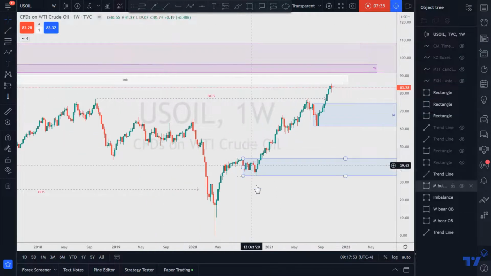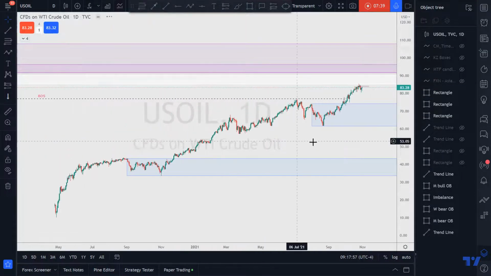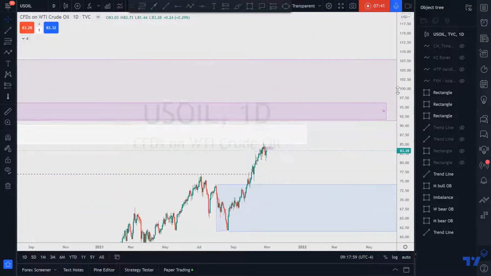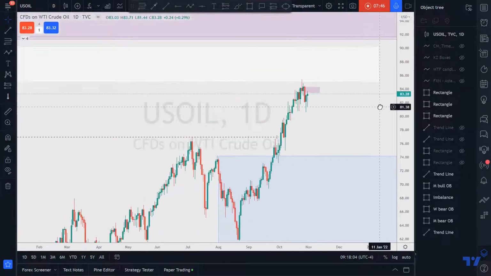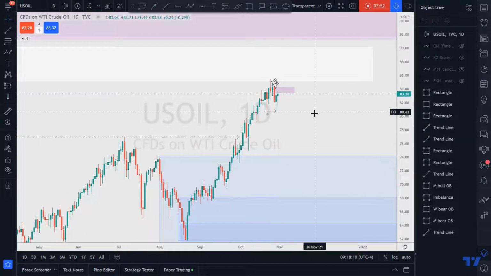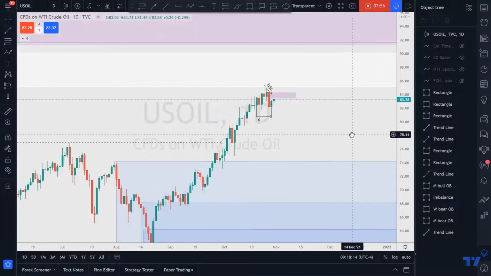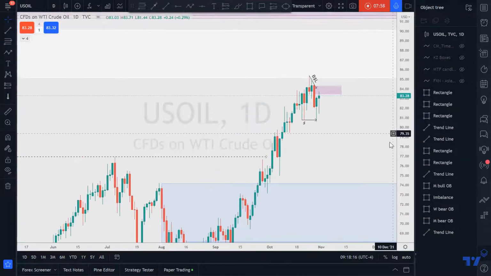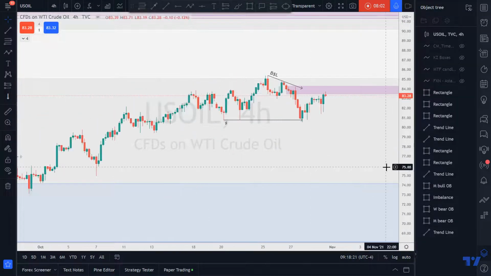Let's look at the daily so we can see the price action up close and personal. All right, I like the way things are looking here because, all right, what do we see here? We see buy side liquidity being built up. All right, that's important to note. Let's go to the 4 hour where we can see it a little more clearly.